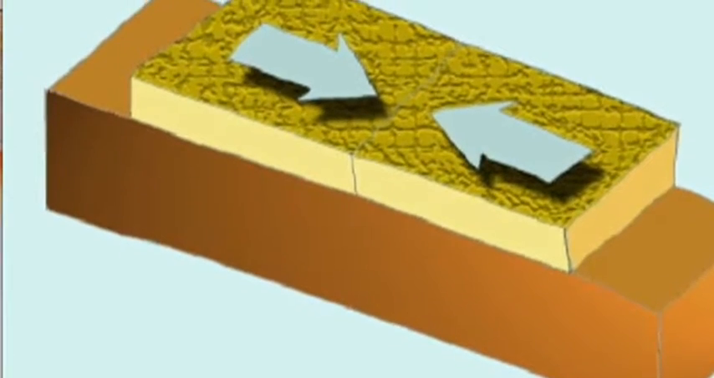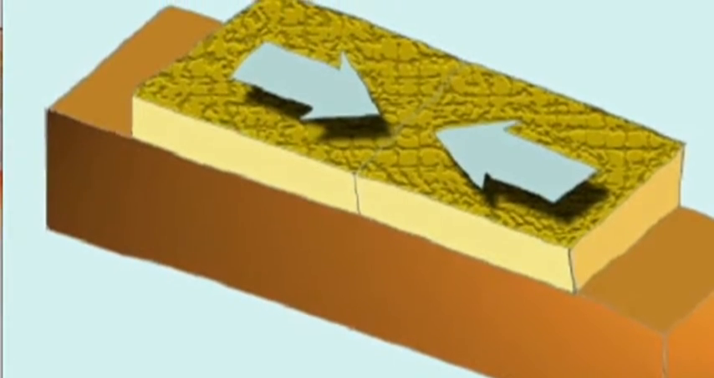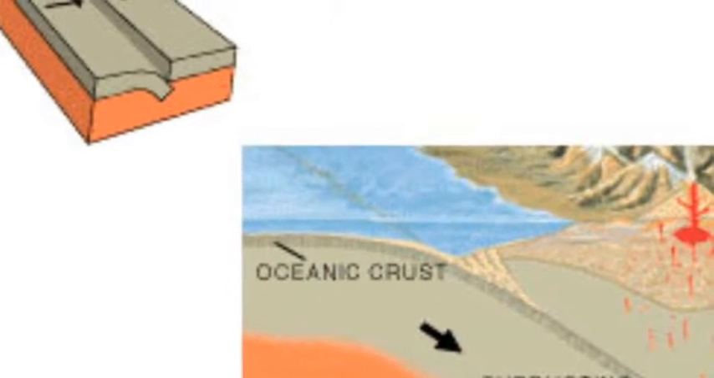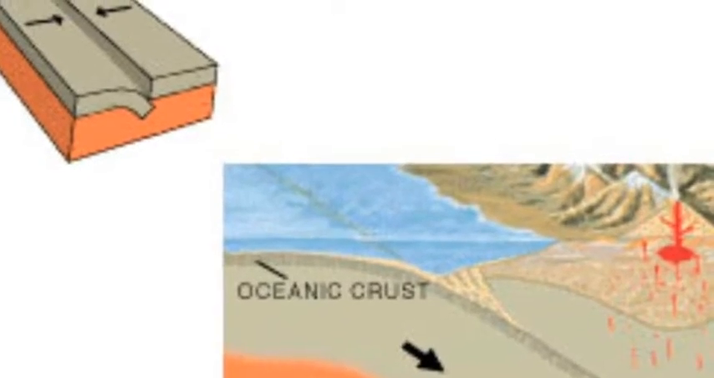Convergent plate tectonics is when two plates move toward each other, and sometimes one plate submerges under another. When the plate submerges, that area is called the subduction zone.